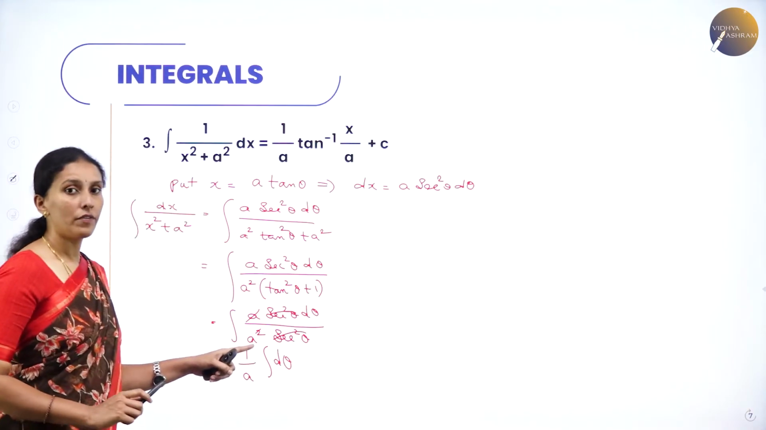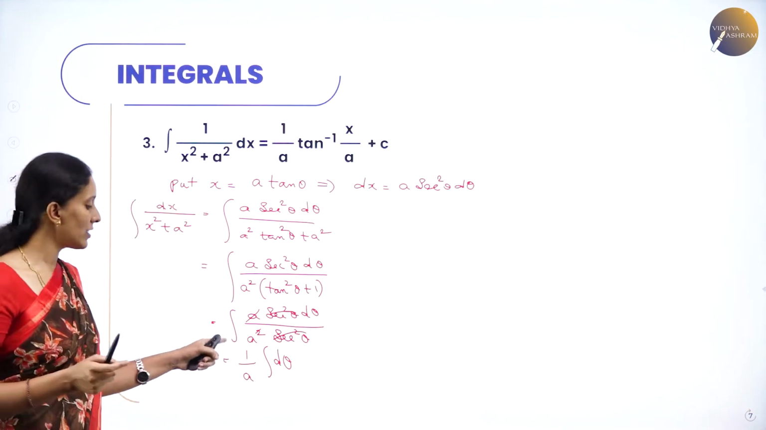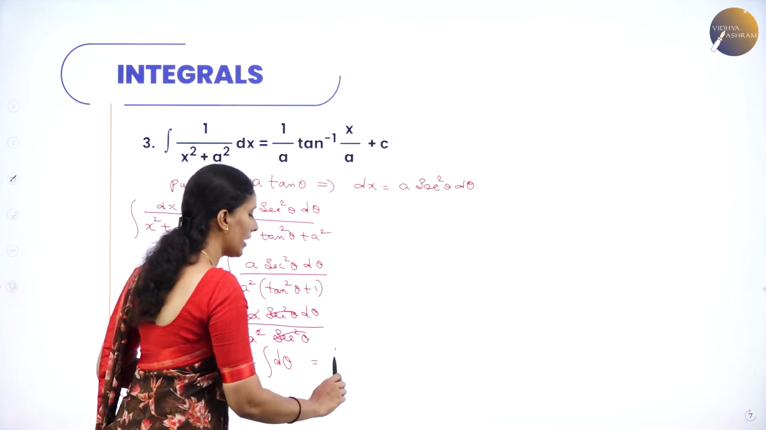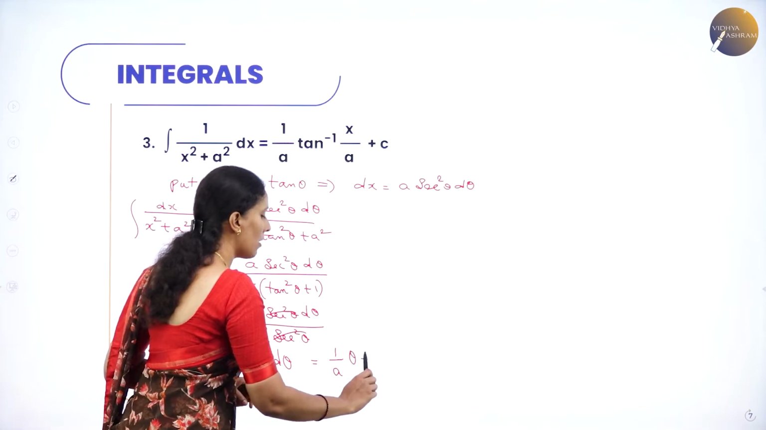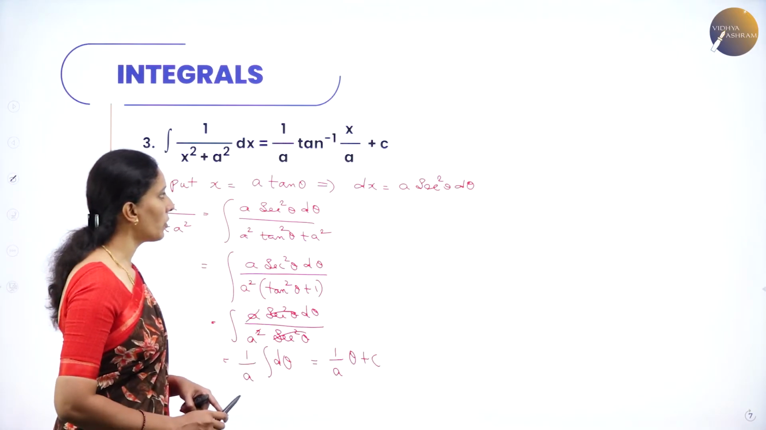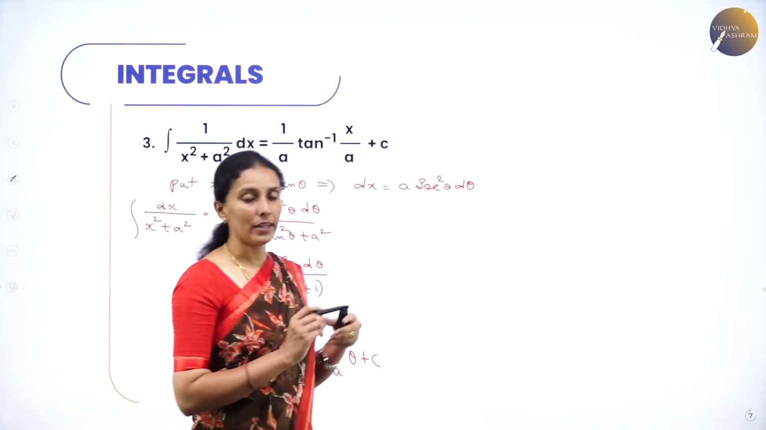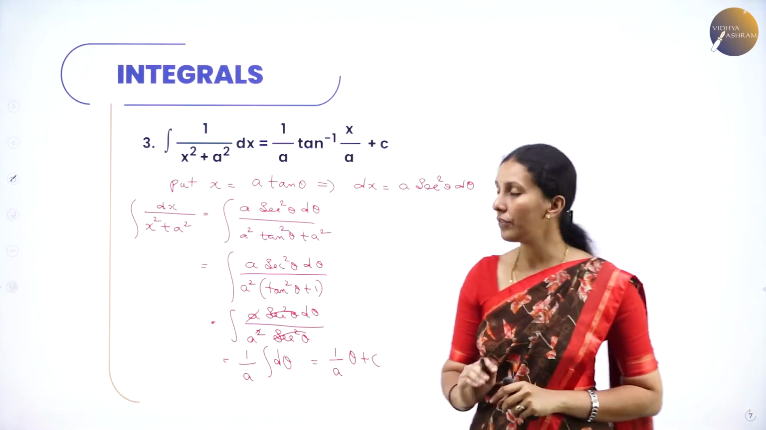What is integral of dx? It is x. So what is integral of d theta? It is theta. So we get 1 by a theta plus c. But how to find out theta here? So we have taken x is equal to a tan theta. So now we need the value of theta.